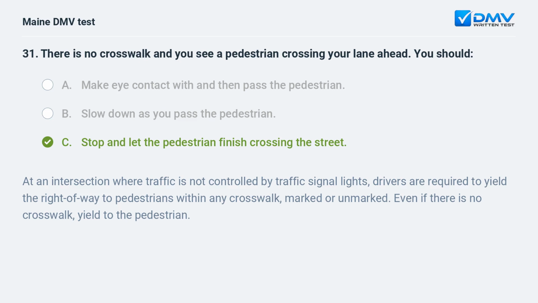C. Stop and let the pedestrian finish crossing the street. At an intersection where traffic is not controlled by traffic signal lights, drivers are required to yield the right-of-way to pedestrians within any crosswalk, marked or unmarked. Even if there is no crosswalk, yield to the pedestrian.